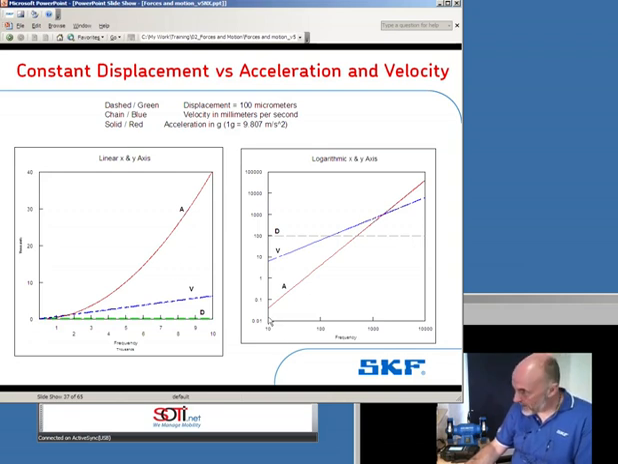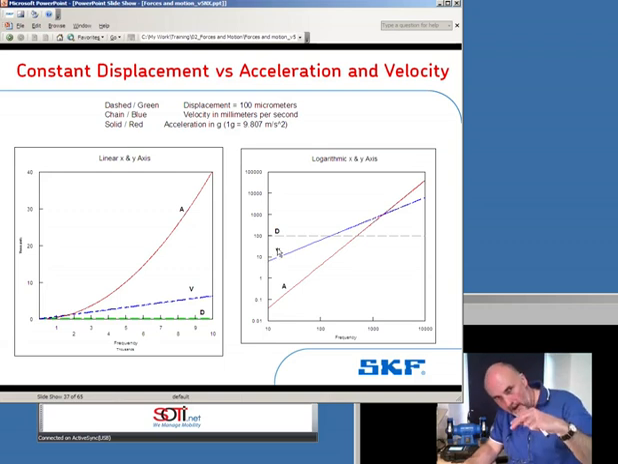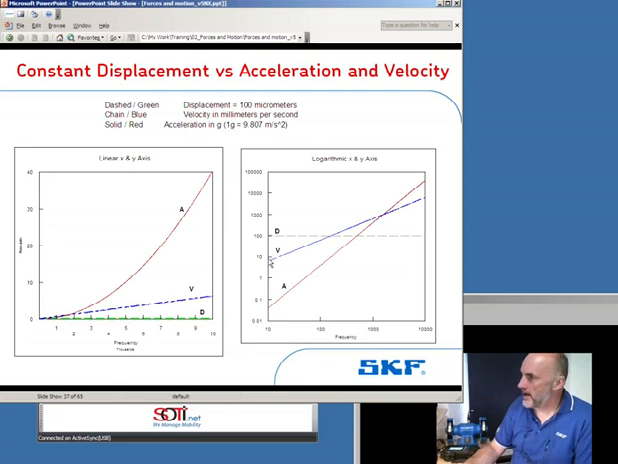Brilliant. So we're sitting at the traffic lights with our engine ticking over at around about 600 revolutions per minute. We've got about 100 microns of movement on our engine block, and therefore we're going to have, if you do the math, 2 pi f, 4 pi squared s squared, around about 10 millimeters a second and less than 0.1 of a g.